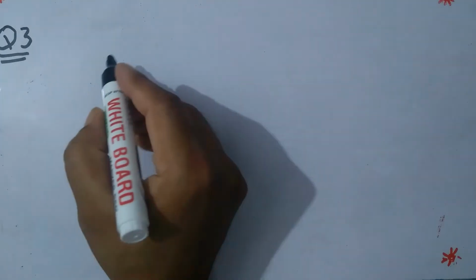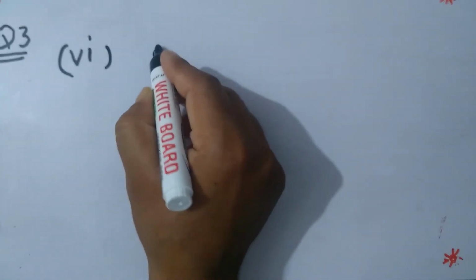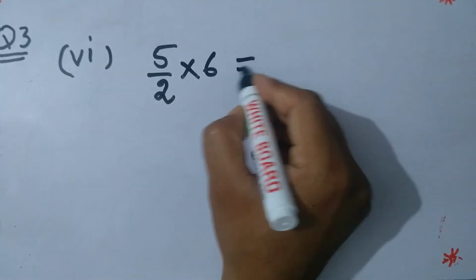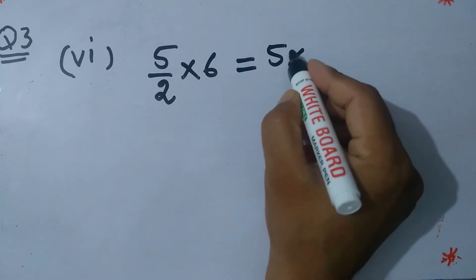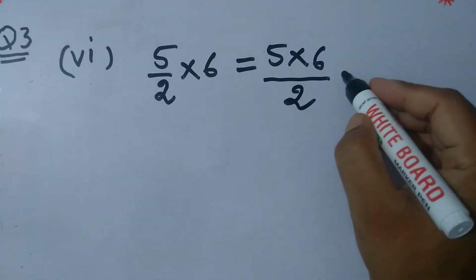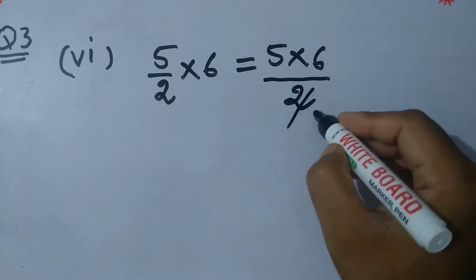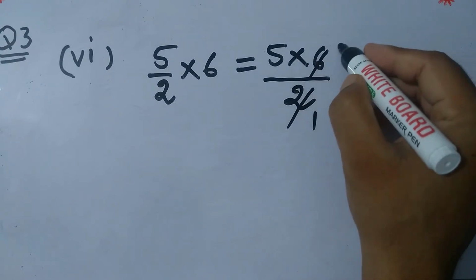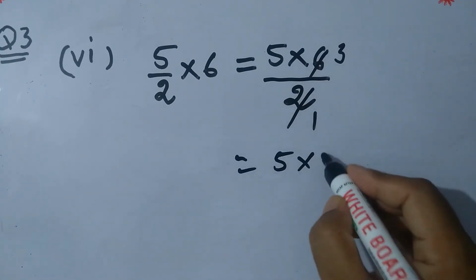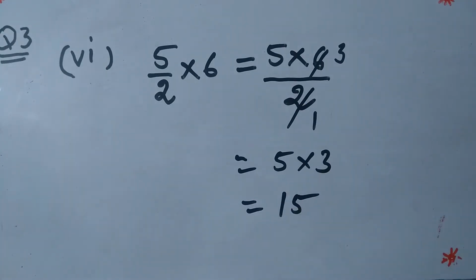Next part, sixth part. 5 upon 2 into 6. That means 5 into 6 divided by 2. So we can write this as 2 ones are 2, 2 threes are 6. So the answer is 5 into 3 equal to 15.